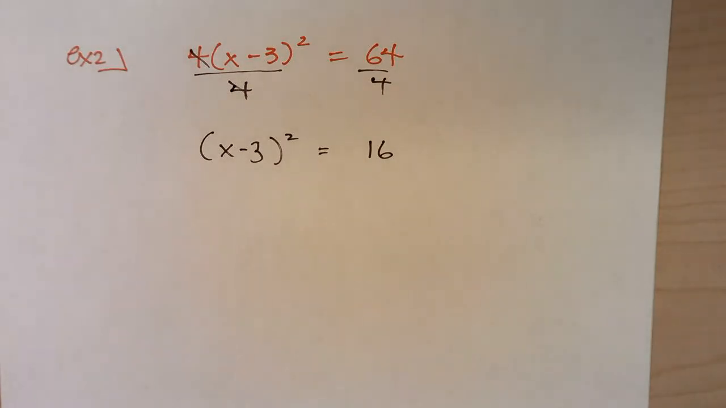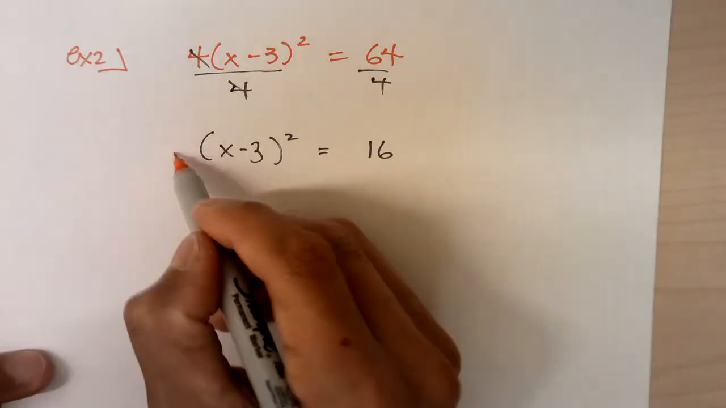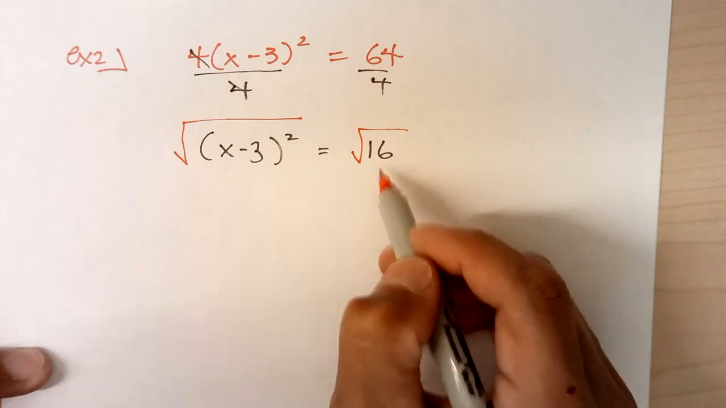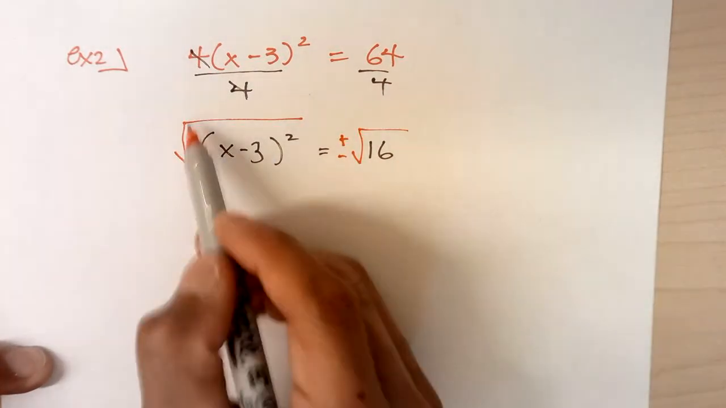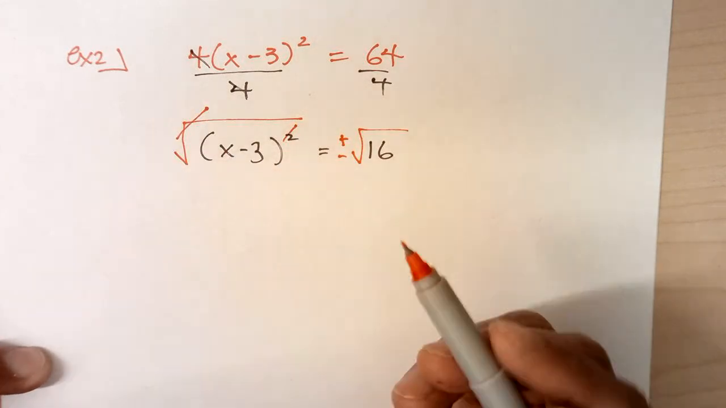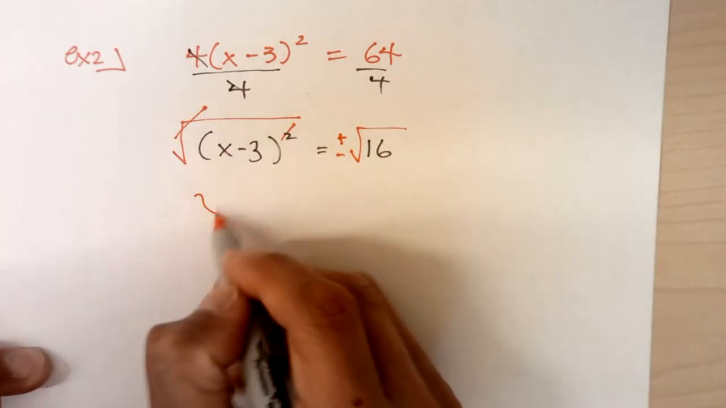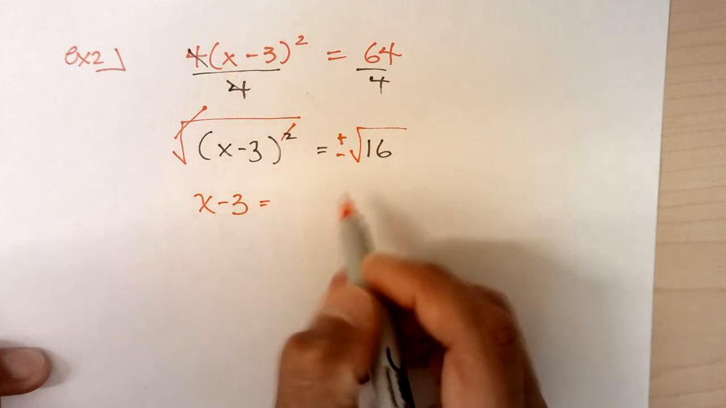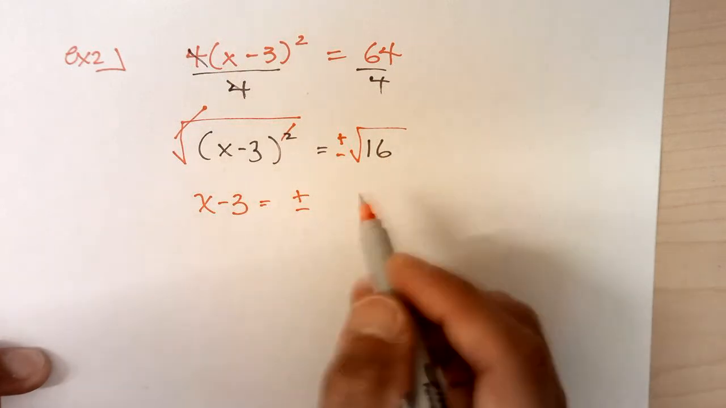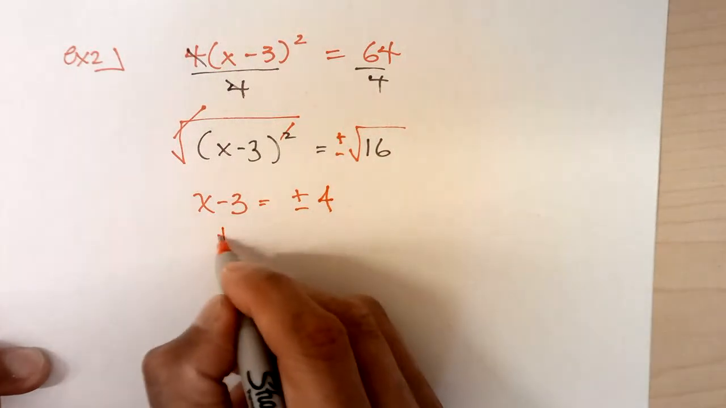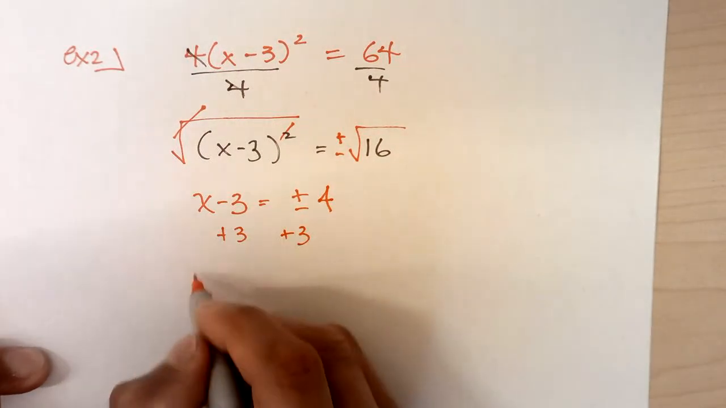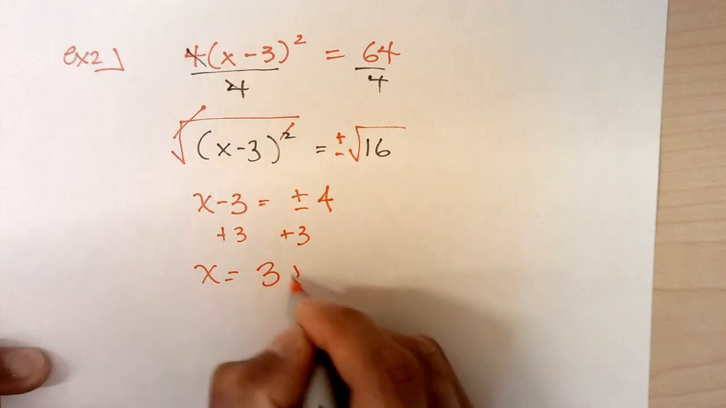Now we need to undo the square. You could take the square root of each side. Again, when we take the square root of the constant, we need to take both the positive and negative square root. On the left side, the square root undoes the square. So we're just left with x minus 3. That's equal to positive or negative the square root of 16, which is 4. And then to solve this for x, add 3 to each side. Here's how I'm going to write it. X equals 3 plus or minus 4.